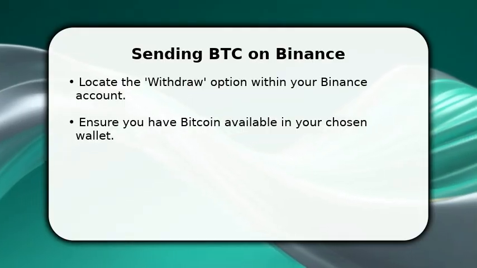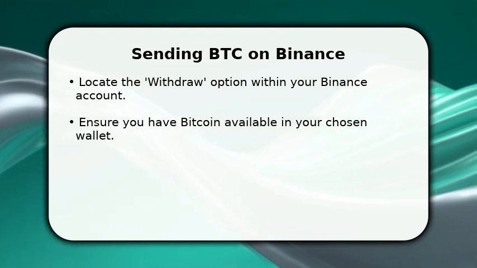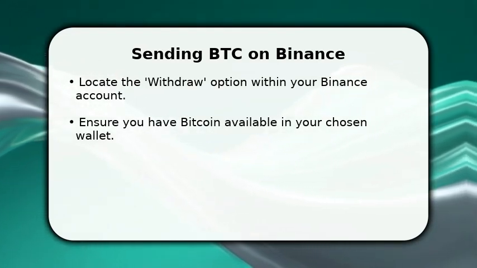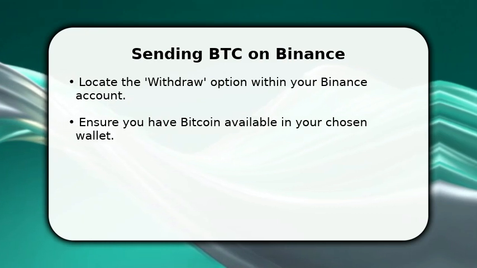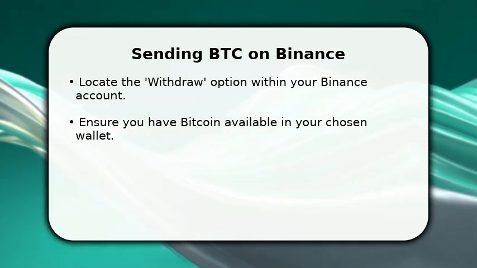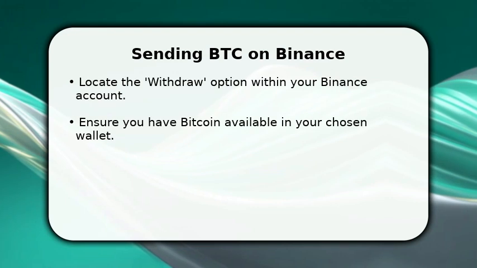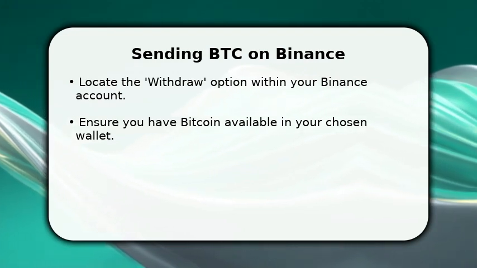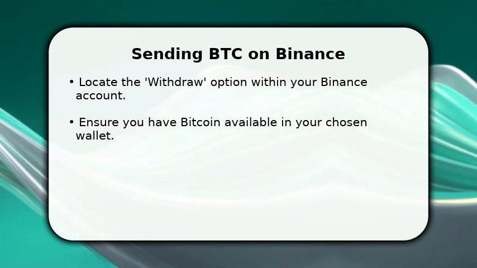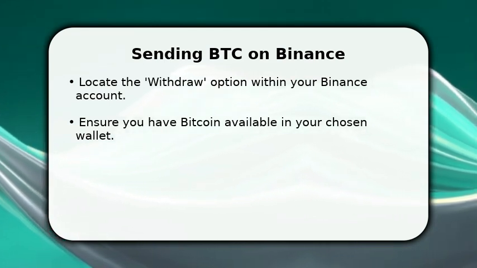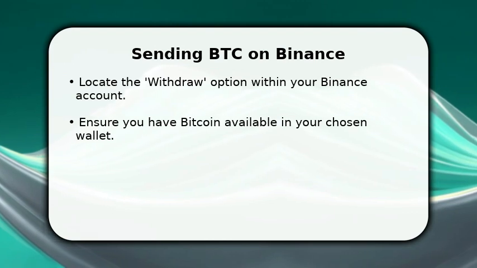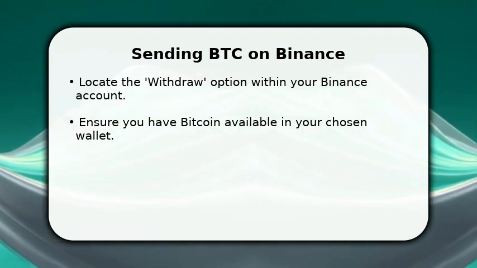In this video, I will explain how to send BTC on Binance. First, log into your Binance account and navigate to your wallet. You'll need to find the Withdraw section, which is typically under Spot Wallet or Funding Wallet. This is where you initiate any outgoing cryptocurrency transactions. Make sure you have Bitcoin available in your chosen wallet before proceeding.